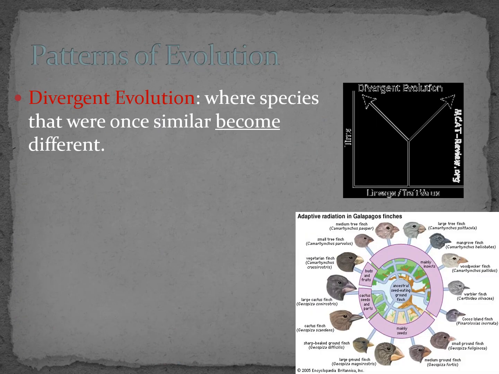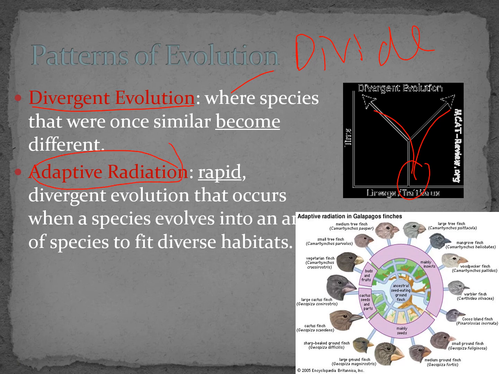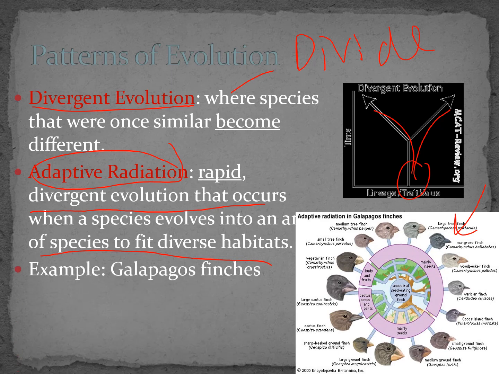Patterns of evolution. So we have divergent. Divergent, divide. This is when a species once were similar but become different. They used to look alike, and then all of a sudden they separated. Adaptive radiation is basically rapid divergent evolution that occurs when a species evolves into new species to fit diverse habitats, which is pretty much here. They all stayed at the Galapagos Islands, but the birds had to quickly adjust to the place that they stayed on the islands. Those are the finches that Darwin looked at.